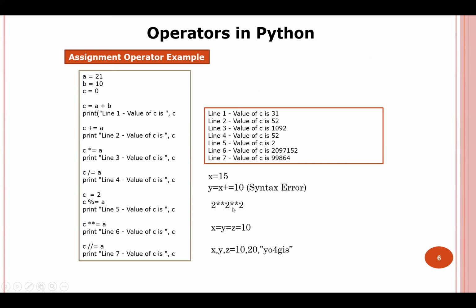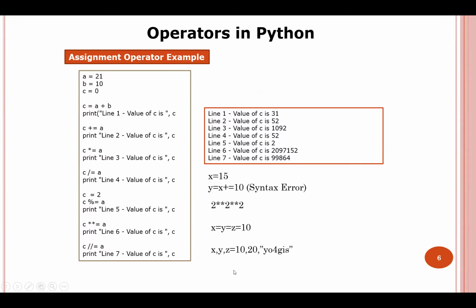Okay, so now here, let's suppose, and this I already told you in Python, x is equal to y is equal to z is equal to 10. So the meaning of this is that all the x, y, z values are the same, and the value is 10.